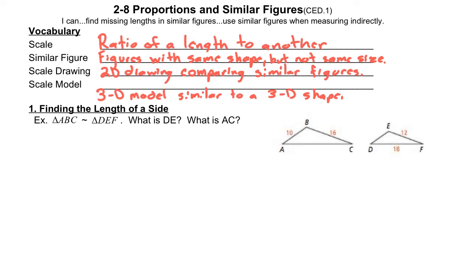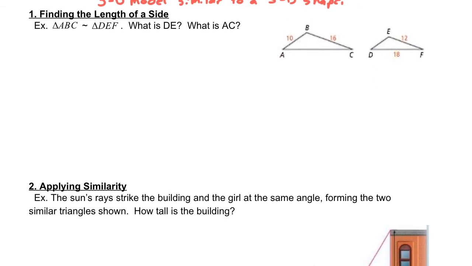A scale model, if you've ever seen a smaller model of a home, is a 3D model similar to a 3D shape. You usually use models to see how the dimensions of a house would be, but obviously you can't build the whole house. So scale models are 3D. Scale drawings are 2D.